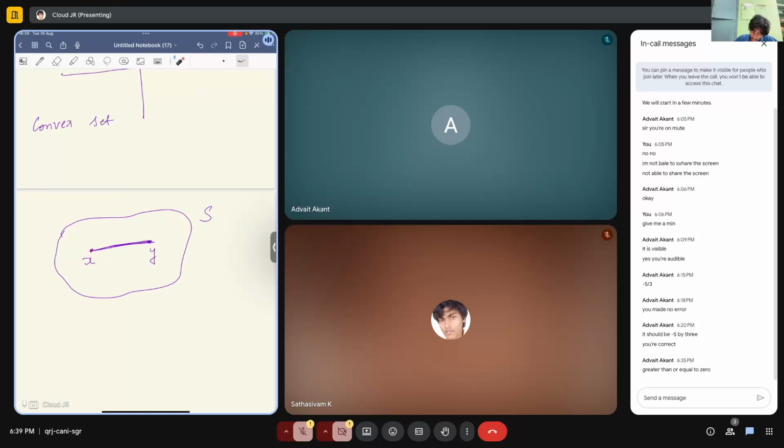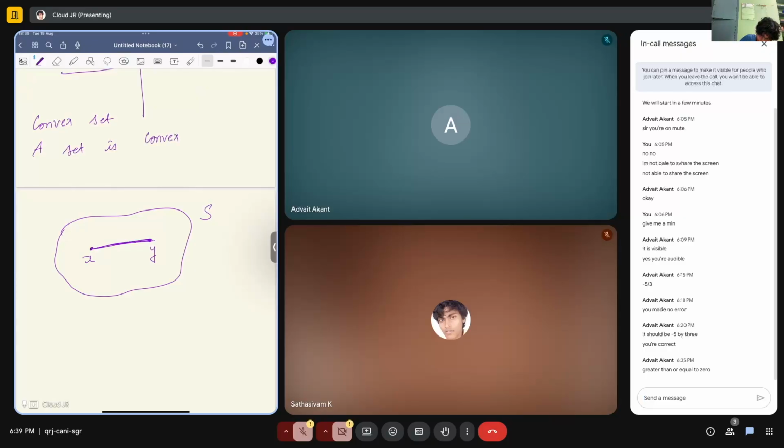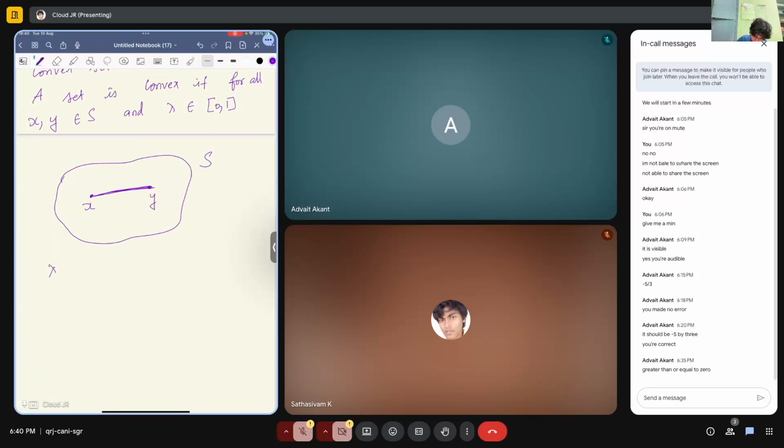The set is convex if for all x and y belonging to S, the line segment joining x and y also belongs to S. So in other words, a set is convex if for all x comma y belongs to S and lambda belongs to 0 comma 1, lambda x plus 1 minus lambda y belongs to your set S.